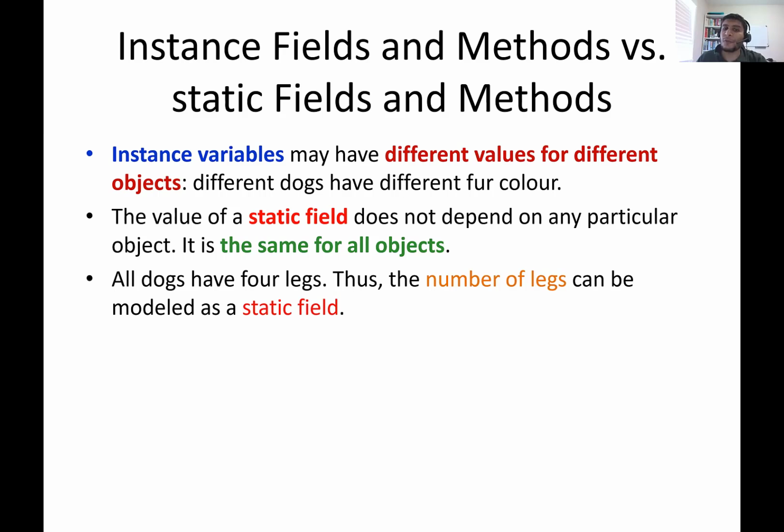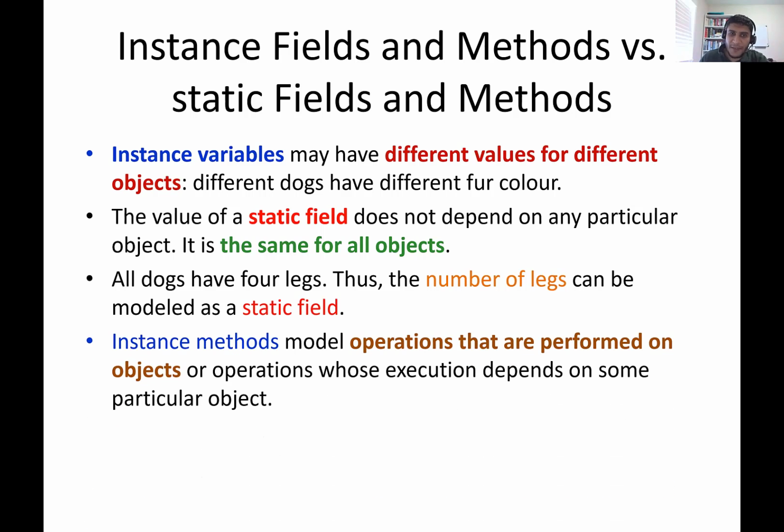For example, here, following our terminology, if you say all dogs have 4 legs, then it might be good modeling to make the number of legs for a dog a static field, because all objects will have the same value, right? Good.